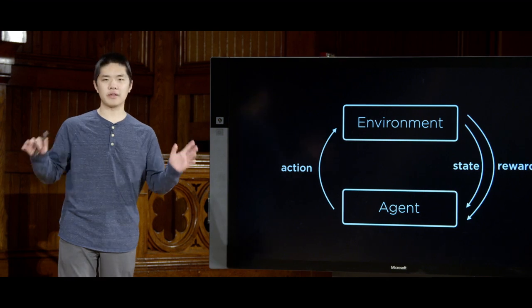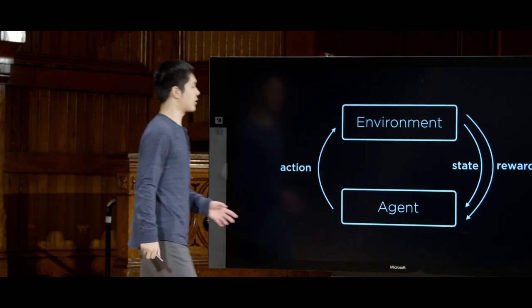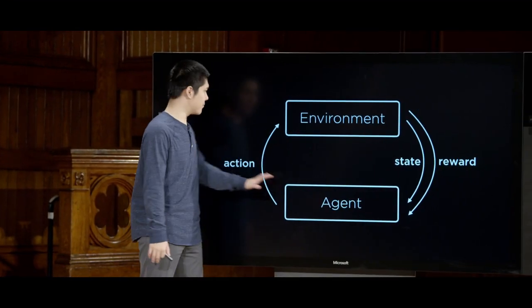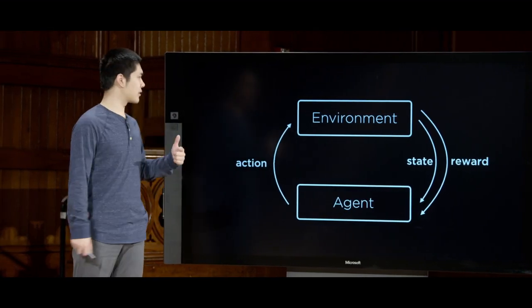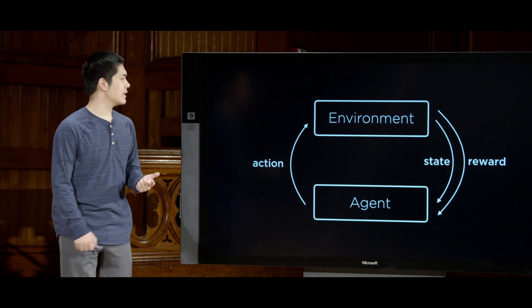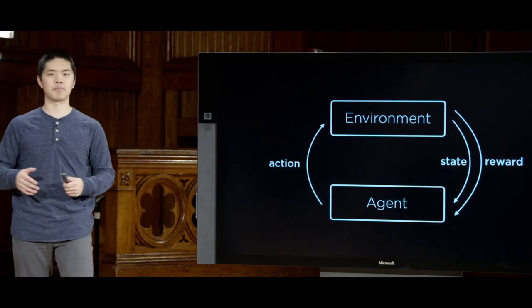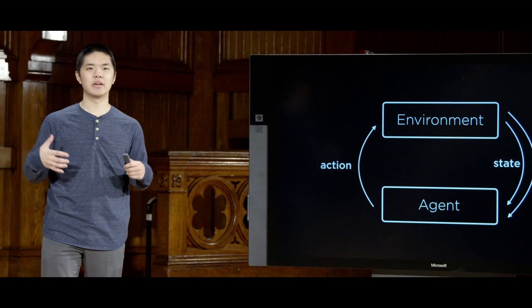And that is all the information the agent has. It's told what state it's in. It makes some sort of action. And based on that, it ends up in another state, and it ends up getting some particular reward. And it needs to learn, based on that information, what actions to begin to take in the future.